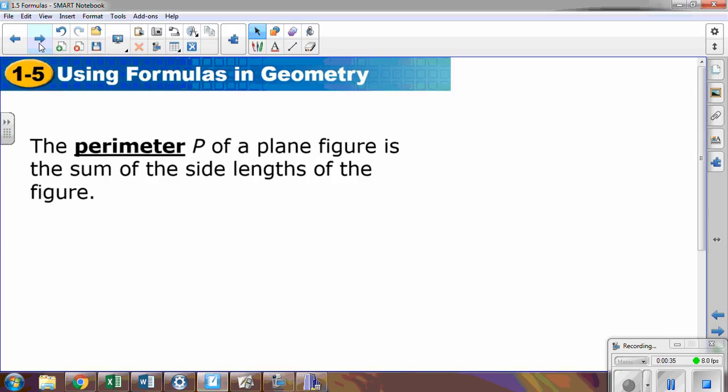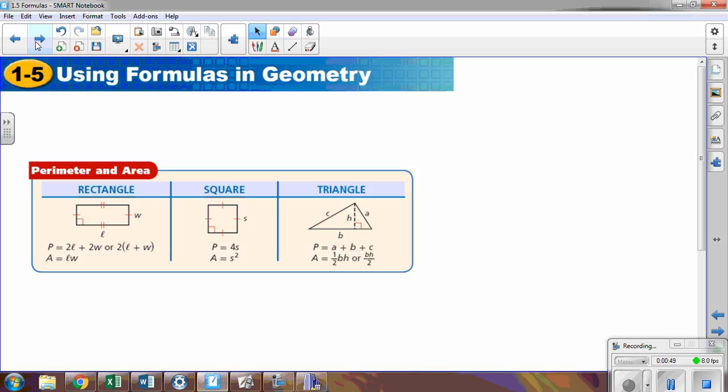Just as a quick review, perimeter is the distance around the outside of the shape. Typically, you're going to get your perimeter by adding up all the sides. We have our perimeter and area formulas for three of the most common shapes that we'll work with. Rectangles, you can just add up all four sides for perimeter. Same thing with squares, you can add up all four sides. Triangles, you add up all three sides.